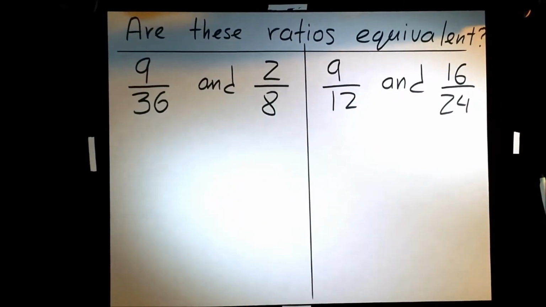The next thing I want to do is look at a set of equivalent ratios and see if they're the same. I'm going to compare equivalent ratios and see if they are the same thing. Is one derived from another, or are there actually two different ratios? So let's go on the left first. I have 9 over 36 and 2 over 8. And I'm asked to compare them and see if they're equivalent. What can I do?